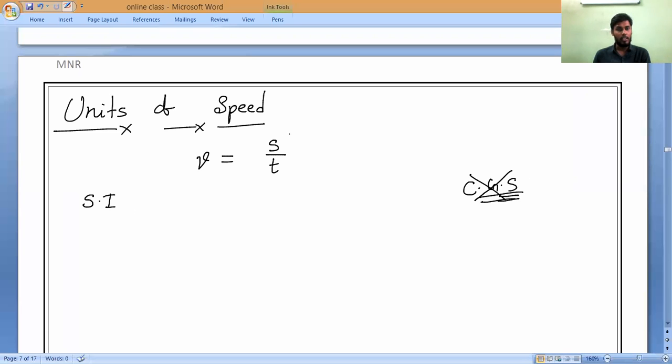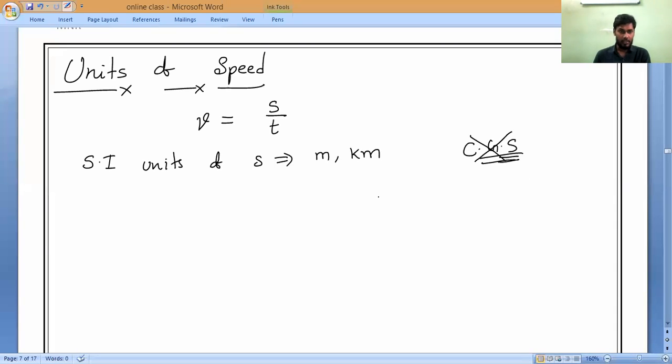Now, the SI unit of distance: meter, or kilometer. Clear, Harish? In the same way, the SI units of time: seconds, not minutes, and as well as hours. So we have two units of speed.